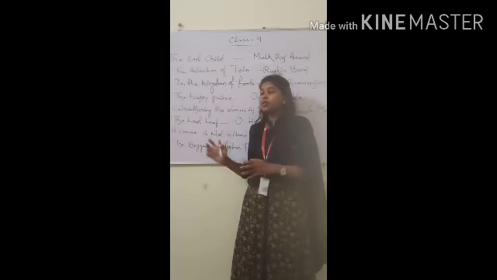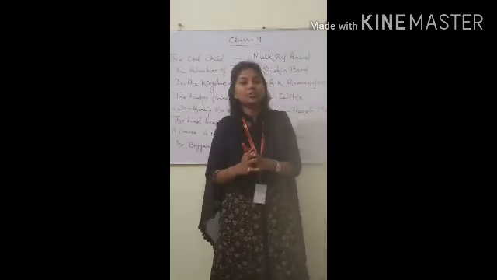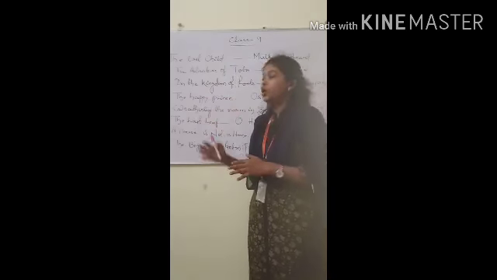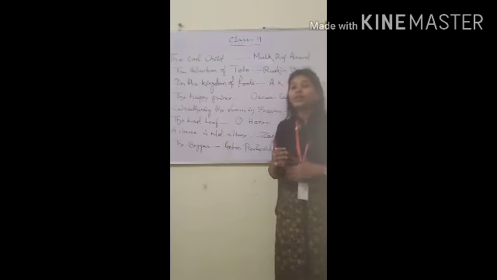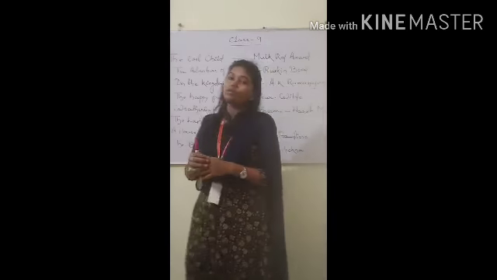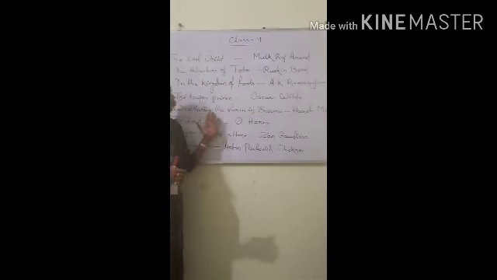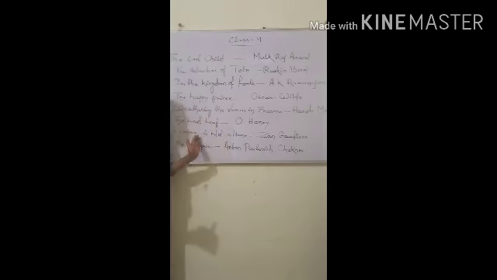As you can see on the board, I have written all the 8 chapter names. The first one is The Lost Child, the second one is The Adventures of Toto, the third one is In the Kingdom of Fools, the fourth one is The Happy Prince, the fifth one is Weathering the Storm in Ersama, and the sixth one is The Last Leaf, then A House Is Not a Home, and the last one is The Beggar.